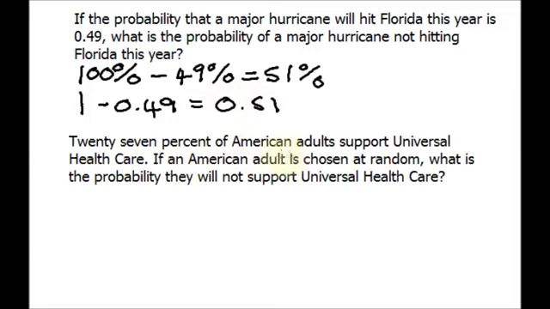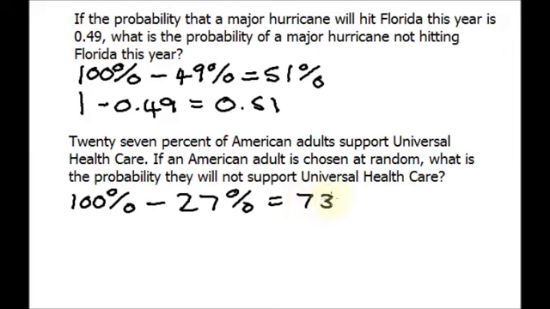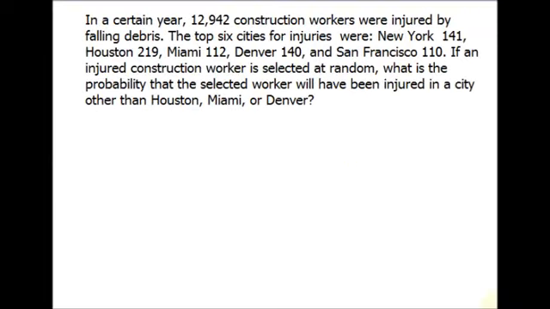That brings me to my second problem type. This time we're given 27% of Americans support universal health care. If an American adult is chosen at random, what is the probability they will not support universal health care? Well, we've got 27% this time, so we can subtract that directly from 100%. That gives us 73%. 73% of adults will not support universal health care.